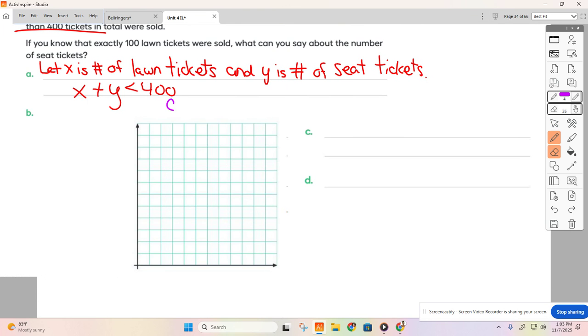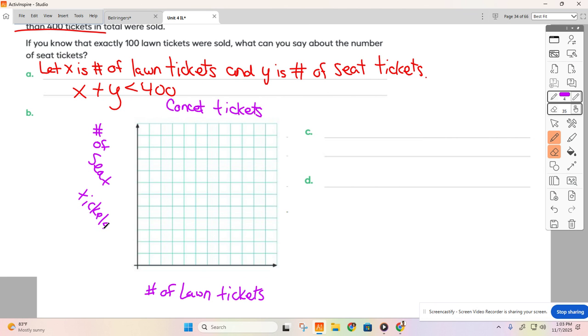So this is the concert ticket sales. Going across the x-axis, what did we say X is? Lawn tickets. So this is the number of lawn tickets. The vertical axis is talking about the number of seat tickets. And I can use those same values because going up to 400, I'd still be using most of my graph.